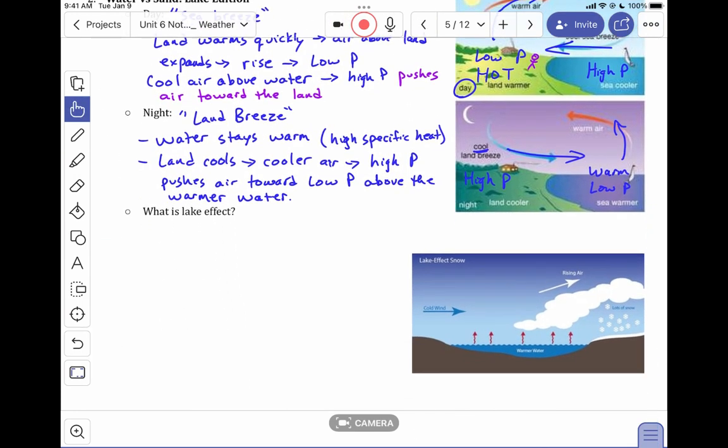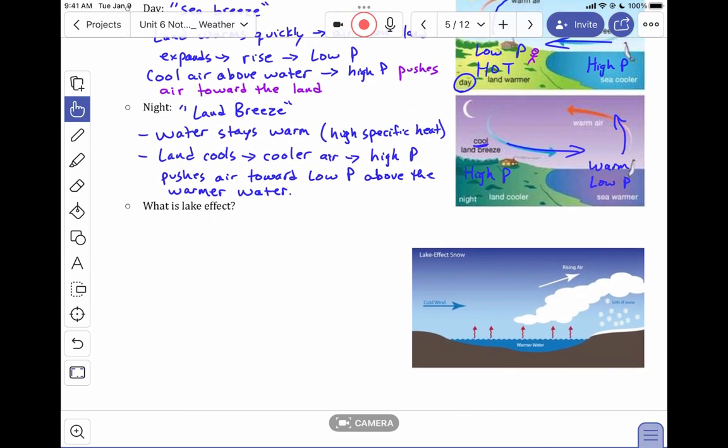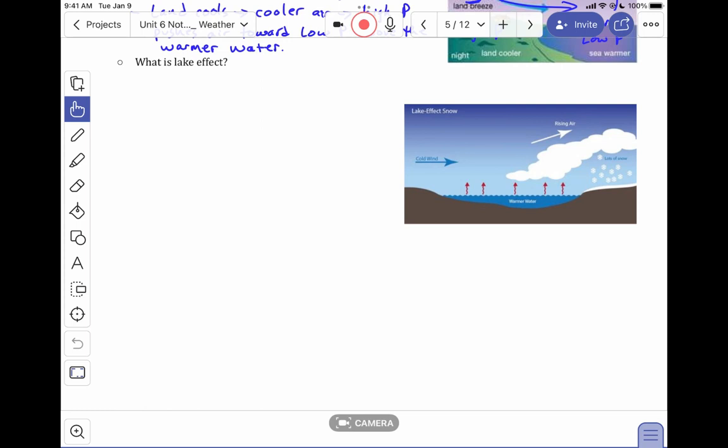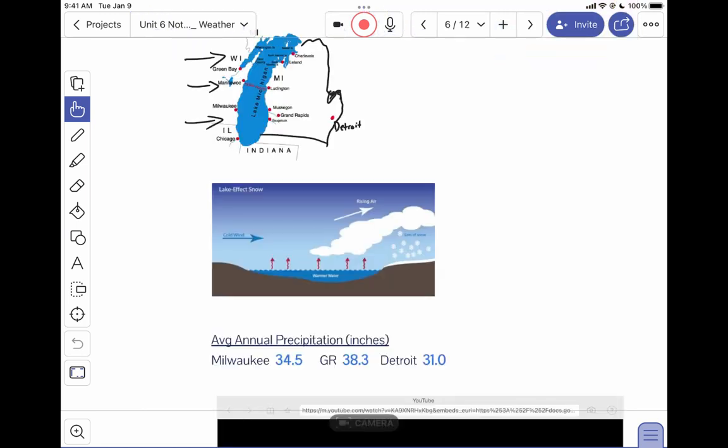Lake effect is going to be a different sort of thing. Now on to lake effect. We have a couple pictures that kind of go along with that. One you can see on this slide, but I'm going to jump over a page. So I have this really slick drawing of Michigan here. And for us, we're going to look at 3 cities.